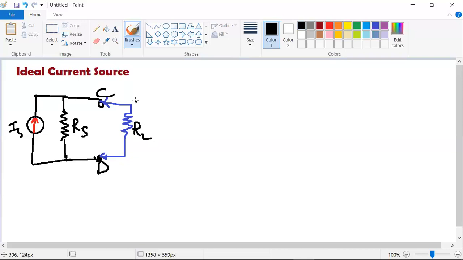Let me write the load current as I. Load current is I, and let me indicate the current. Let me remove these lines, or else you will be confused about these arrows. Load current is I, and the terminal voltage, plus and minus, will be mentioned as V0 or terminal voltage. You can name it anything. V0 or terminal voltage, both are the same across this load.